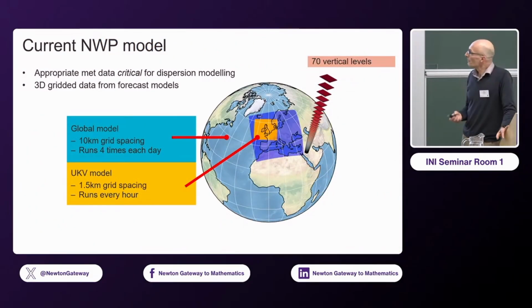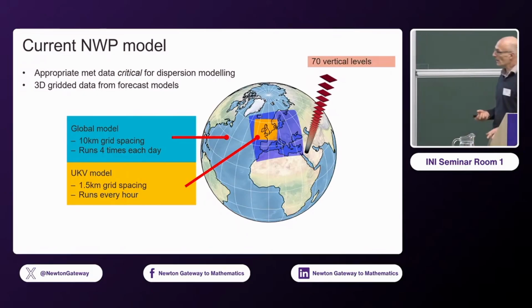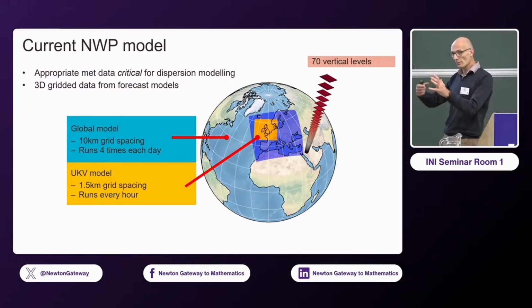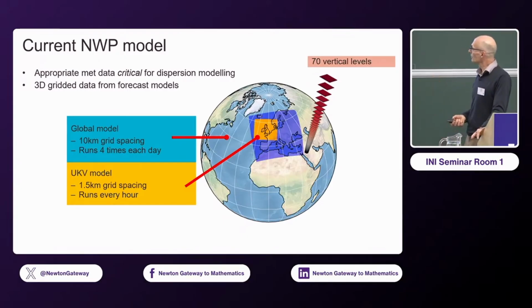So I'll start by talking a little bit about the weather forecasting model. This is key to realistic, accurate dispersion modelling. The Met Office has various configurations of its NWP model. It has a global model, which it runs 4 times a day. And then it has a high-resolution model over Britain, which I think is run every hour. The spatial grid spacing of the global model is about 10 kilometers at mid-latitudes, whereas the UK model is about 1.5 kilometers. And the global model is used to create boundary conditions for the UK models.